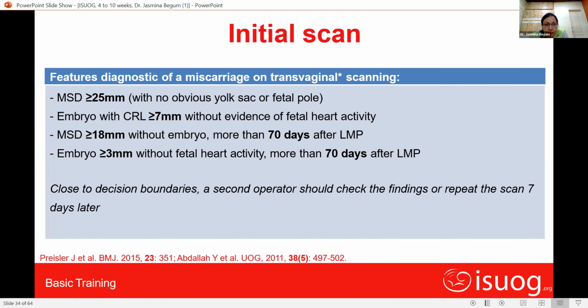You can do a repeat scan after 7 days, compare the findings with the previous scan, and then make a diagnosis of miscarriage and give whatever opinion or intervention you want to start. Or always take the help of a second operator to make a diagnosis of miscarriage.